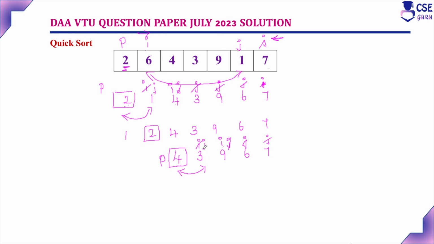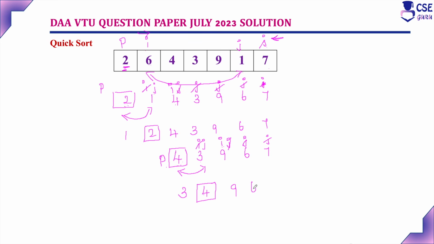Whenever I and J have crossed over each other, you need to exchange the pivot element with A of J position value. If you are exchanging 3, you will get it here; 4, you will get it here. Now the pivot element occupied its position. Whenever the pivot element is exchanged with A of J, the pivot element occupies its position. That is the meaning.